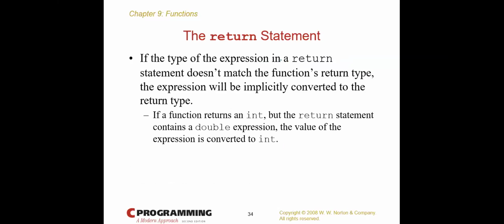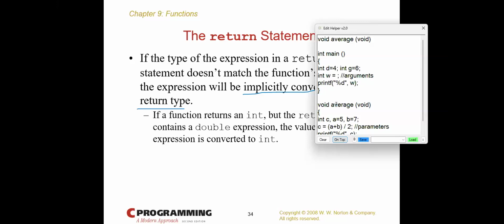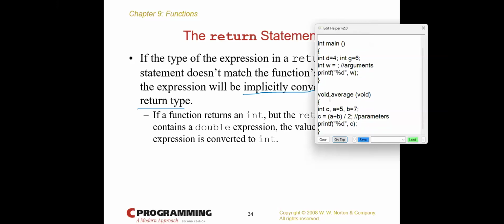Okay. If the type of expression in a return statement does not match the function's return type, the expression will be implicitly converted to the return type. So what this means is, in your function declaration, if you defined the function to, let's say, return an integer, and while you are trying to return, you are doing something that is different. You are writing return C, okay, but C is defined as a double.